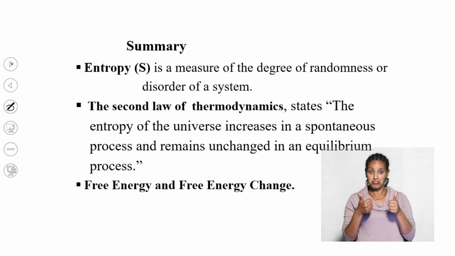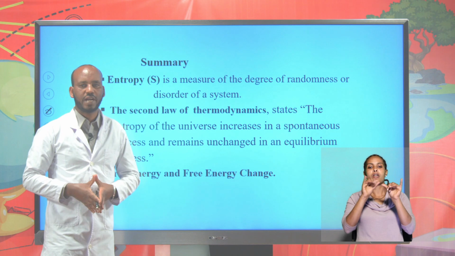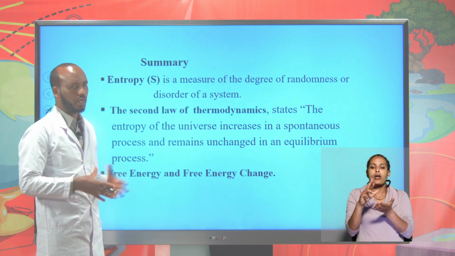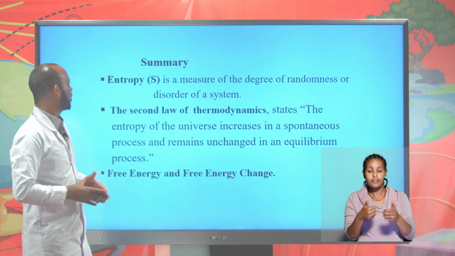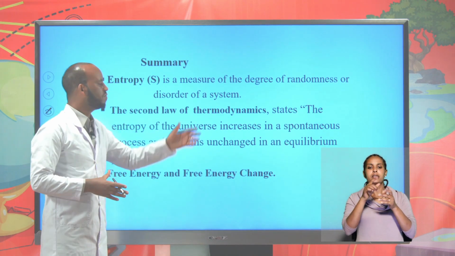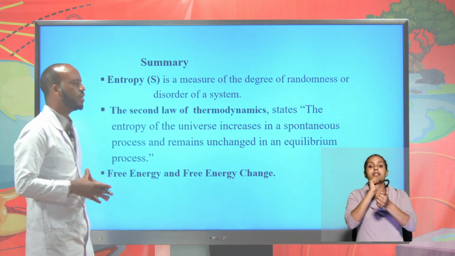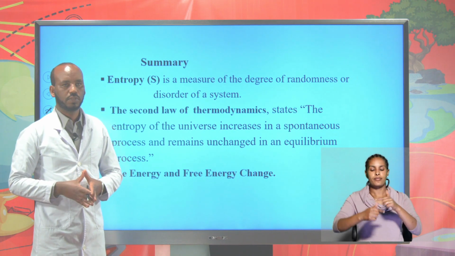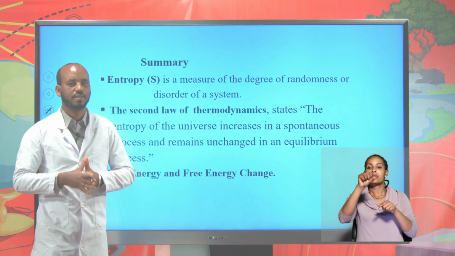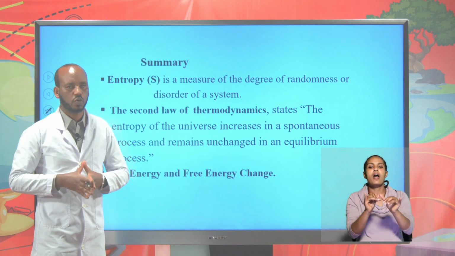Good. Students, in our today's lesson, we discussed entropy. Entropy is the measure of the degree of randomness or disorder of a system. The second law of thermodynamics states the entropy of the universe increases in a spontaneous process and remains unchanged in an equilibrium process. If total entropy change is greater than 0, then the process is spontaneous.